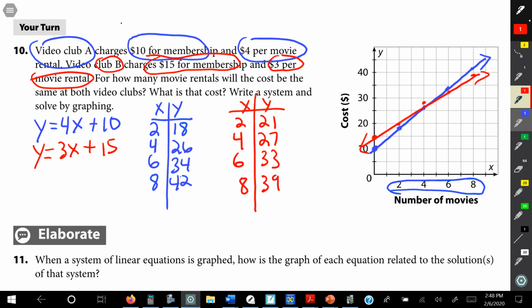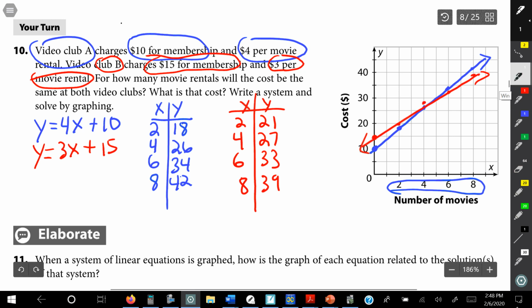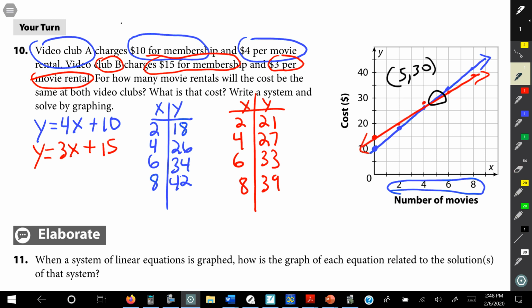And we want to figure out where they cross. The line's not perfect, but they cross right about here at 5. So at 5 movies, you'll know that it's about $30. So that point is (5, 30), meaning at 5 movie rentals, the cost would be $30 for both video clubs. And that is how you use a system of equations with a word problem and solve it by graphing.